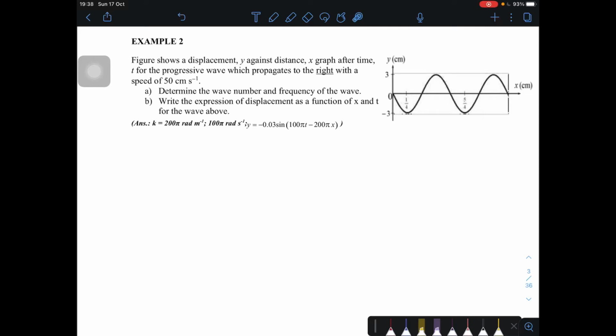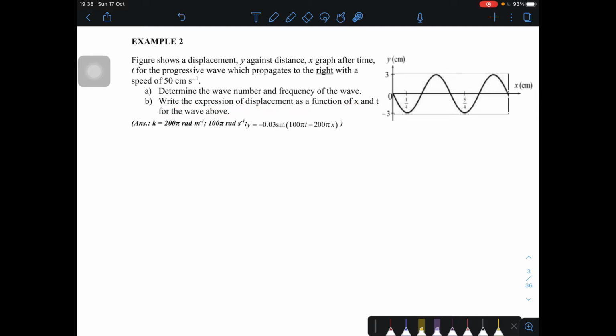Okay, next one, let's look at example 2. The figure shows a displacement y against distance x graph after time t for the progressive wave, which propagates to the right with a speed of 50 cm per second. Determine the wave number and frequency of the wave. Write the expression of displacement as a function of x and t for the wave above.